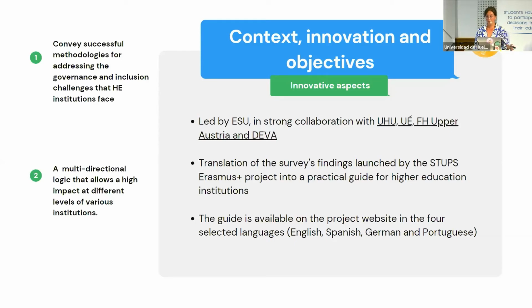The guide is available right now on the project website. We will share it with you and we will check it later. For the moment, it's just in English, but the idea is also to translate it to other languages. One of the innovative aspects of this guide is that it collects practices that are not only local, regional, national, but also at European level. So these different levels within institutions give this innovative approach to the guide.